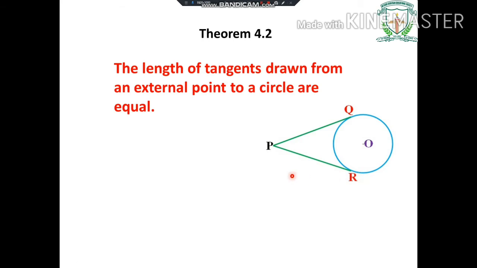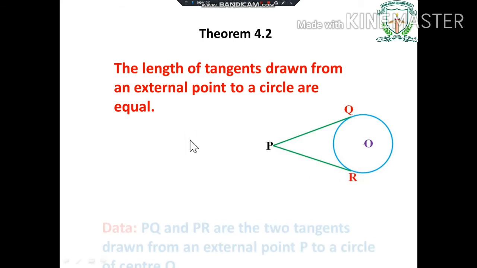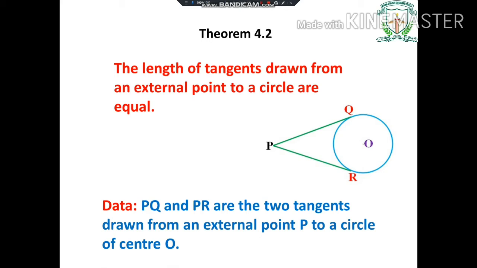What is the next step, children? Yes, children, write the data. Yes, here is the data. PQ and PR are the two tangents drawn from an external point P to a circle with center O.